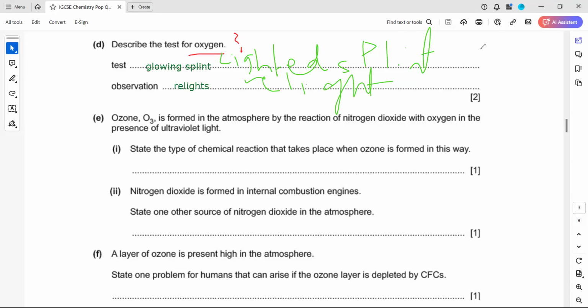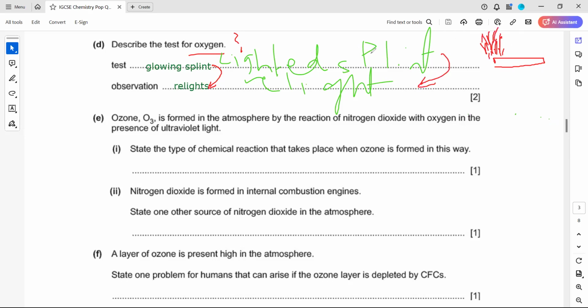So for oxygen, the appropriate one is a glowing splint, it will relight. If you mention a lighted splint, it will burst into flames. So if you mention a lighted splint, then the flame intensity will increase or it will burn at a high flame intensity, then that should be the observation.